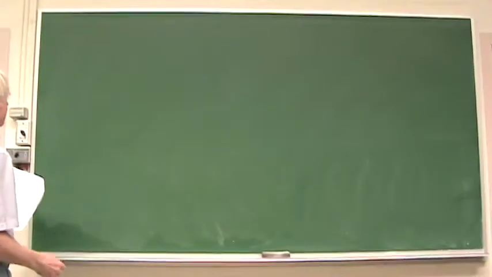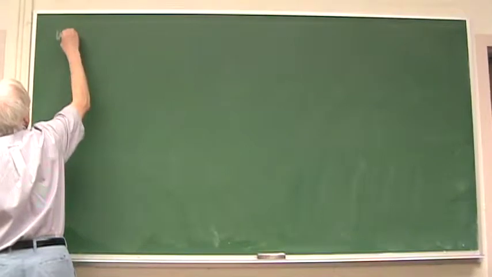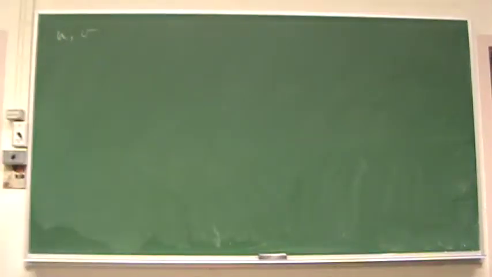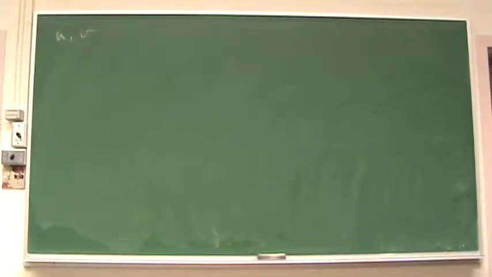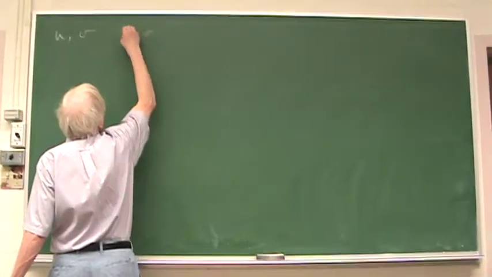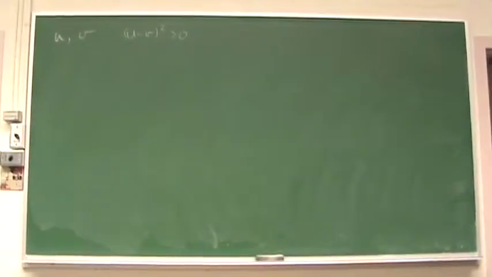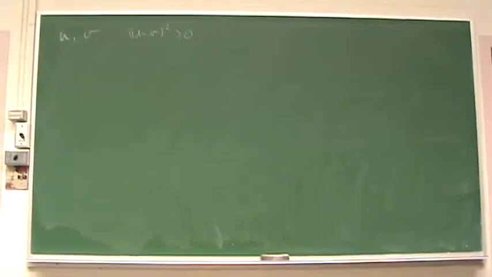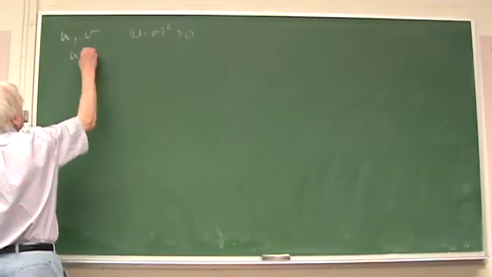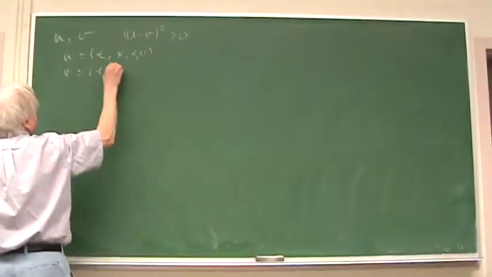So basically, if you start out with two points, U and V, space-time points, and they're space-like, that is to say, (U minus V) squared is positive, then you can always make a Lorentz transformation. You can go to a Lorentz frame in which U is equal to (T, X, 0, 0) and V is equal to (T, minus X, 0, 0).